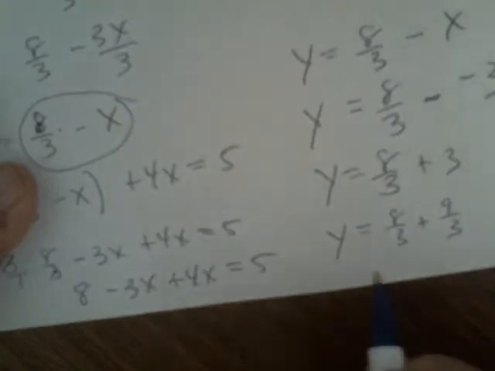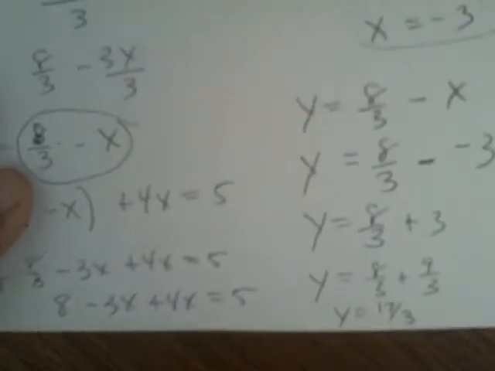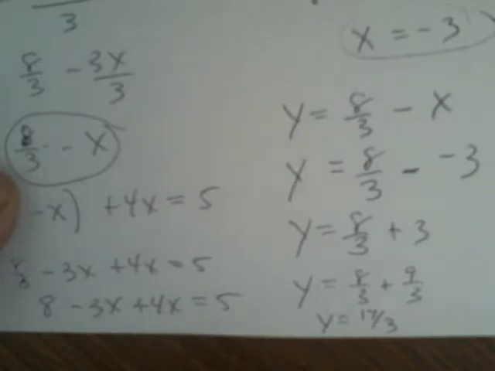Now, x is negative 3, so that's minus negative 3, which becomes plus 3. Now, how do I add this together? Well, you can find a least common denominator. 8/3, you can make it 2 2/3, however you want to do it. But if I'm doing it by least common denominator, that's 9/3 for 3. Add them together to get 17/3. So those would be my two solutions. X is negative 3, y is 17/3. So that's the substitution method.